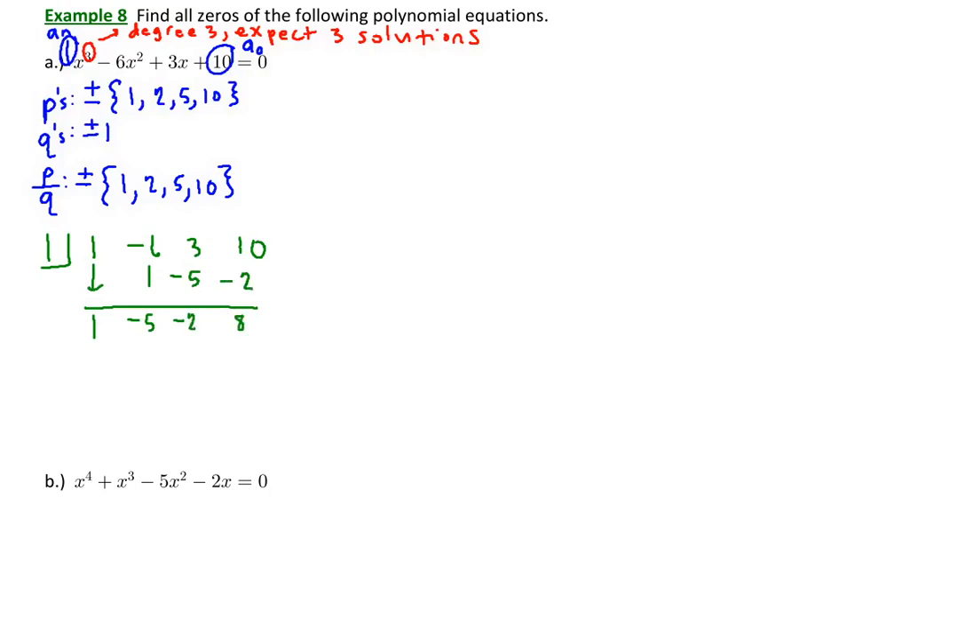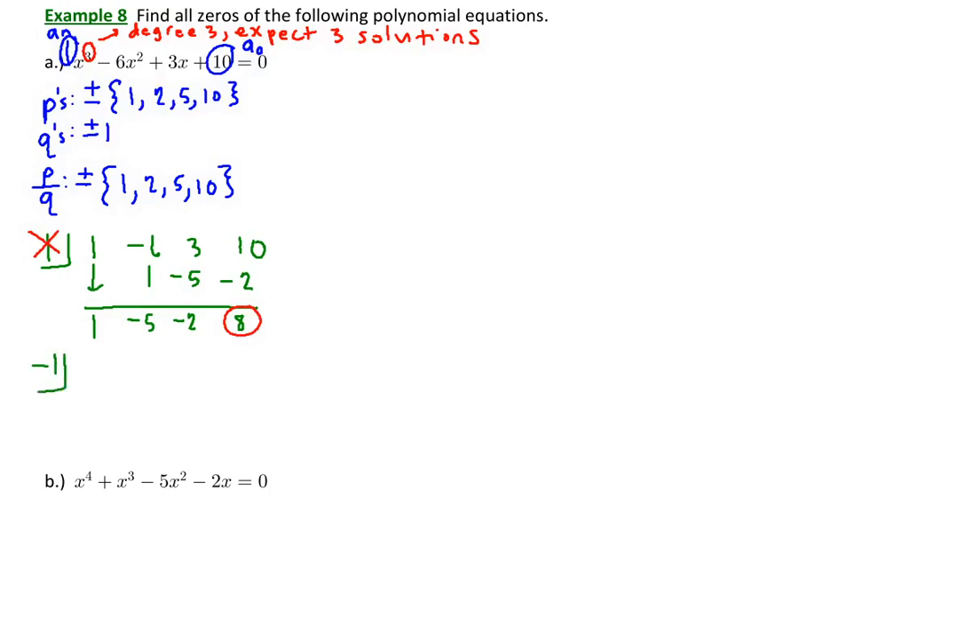And notice we have a remainder of 8. We are looking for a remainder of 0. Since our remainder is 8, then we can say 1 is not a 0. We'll let that suspect go free. That's not going to be one of our zeros. Well, let's try the next number in the list.